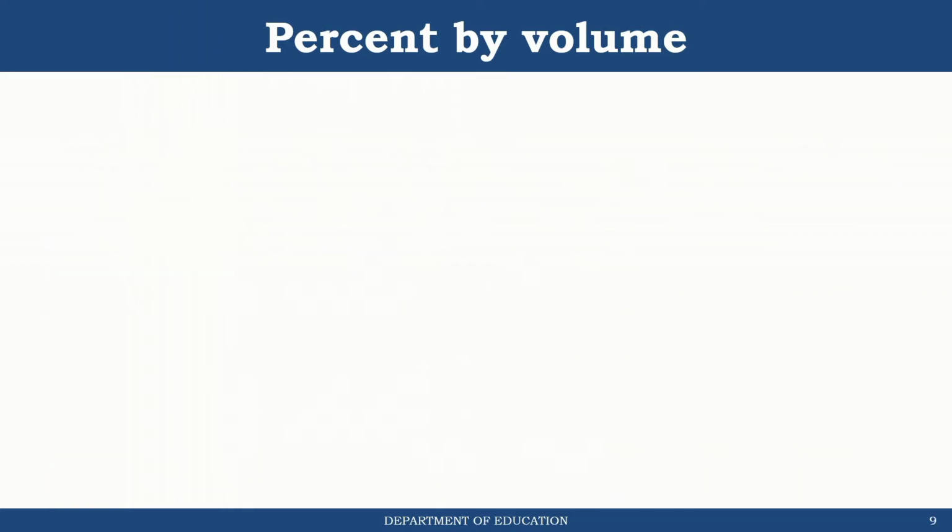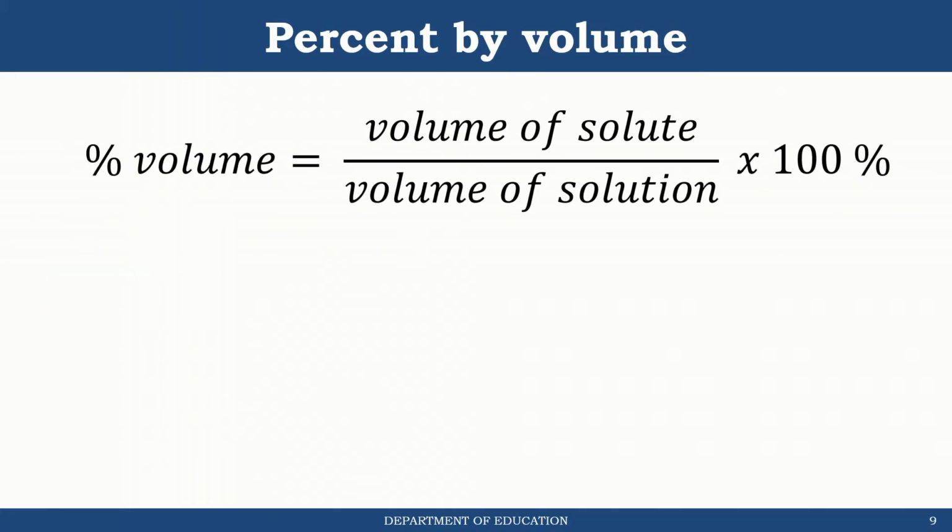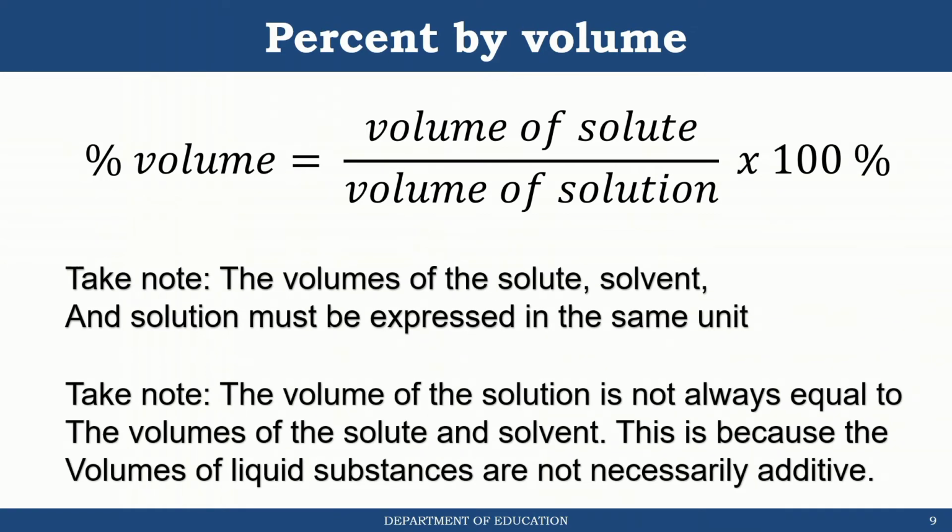You can compute the percent by volume using this equation: percent by volume is equal to the volume of solute divided by the volume of solution times 100%. Take note that the volumes of the solute, solvent, and the solution must be expressed in the same units. The volume of the solution is not always equal to the sum of the volumes of solute and solvent. This is because the volumes of liquid substances are not necessarily additive.